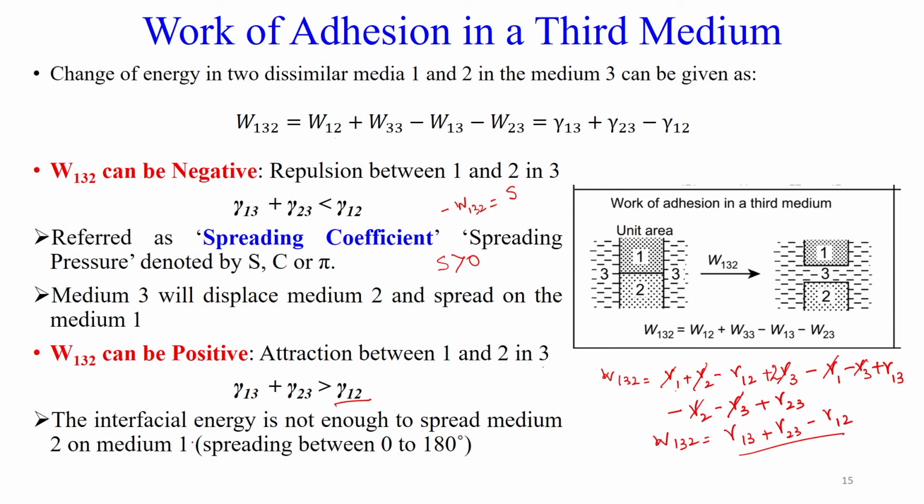It means the interfacial energy is not enough to spread medium 3 and the medium 1. So, in this case the contact angle is between 0 and 180 degrees. So, here we say S is less than 0, you can say the partial spreading or partial wetting.